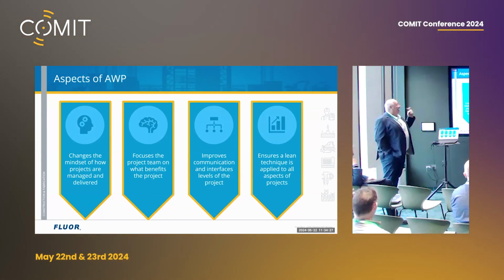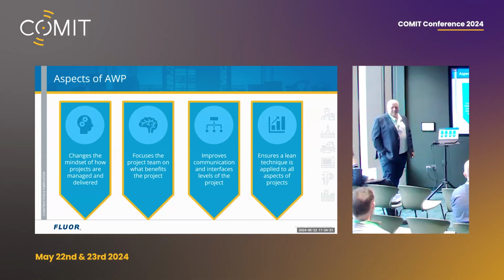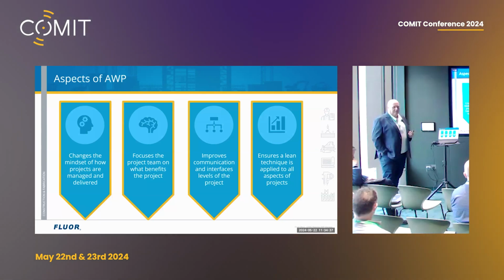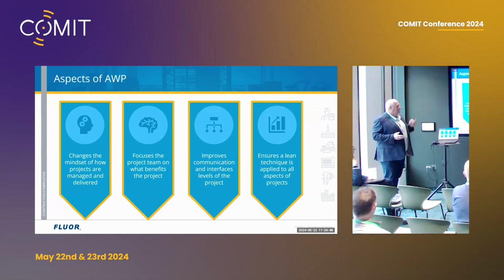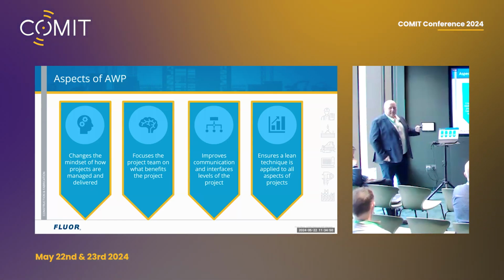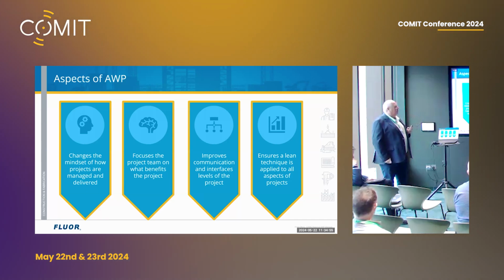Continual improvement process. So, starting with key aspects that my daughter came up with, so I can attribute her to these slides. AWP changed the mindset of how projects are actually managed and delivered. It's thinking ahead, where it's not just engineering, it's not just procurement, it's the project. Where is that project going? So get out of the mindset of you work for engineering, you work for the project. Focus the team on what benefits the project. We don't care how one team goes on, it's a team event. It wants to improve communication interface at all levels of projects.